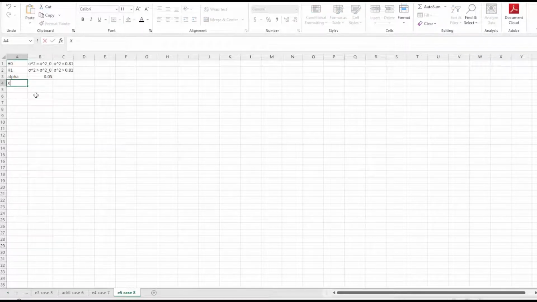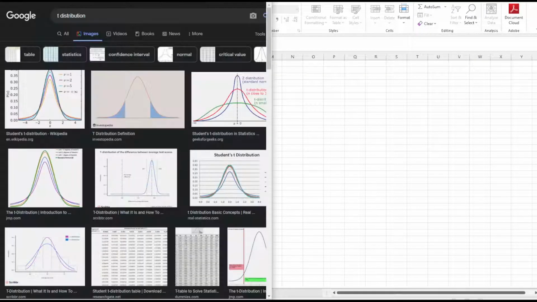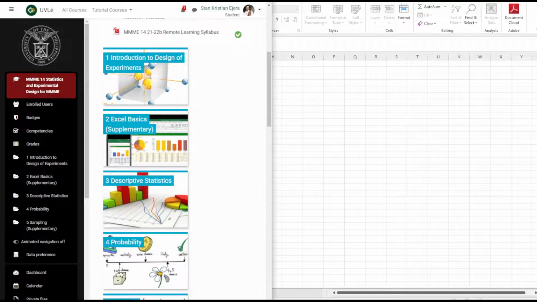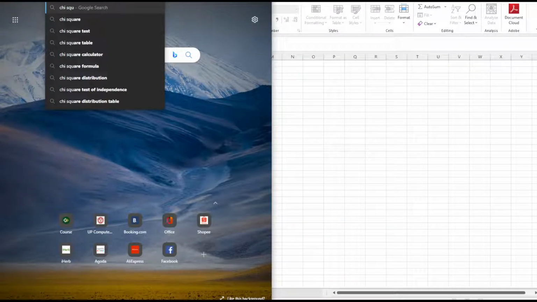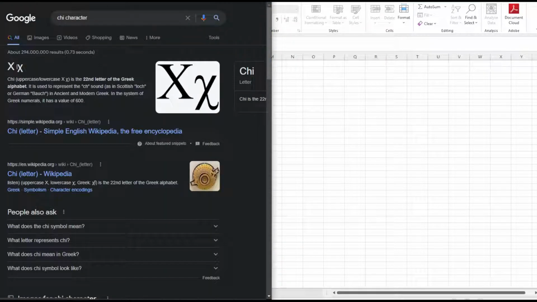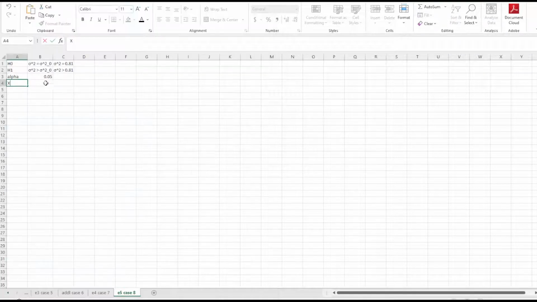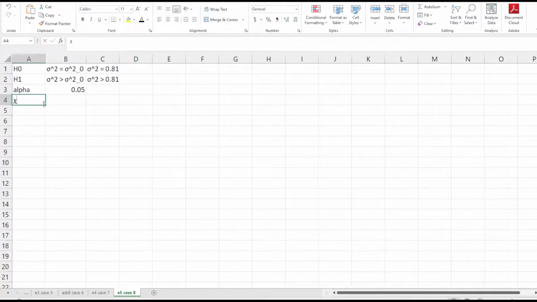Tapos let's get the chi-square value. Hindi ko nahanap yung chi value, no? Lagay ko na lang x. Sige, hanapin natin para mas accurate. Let's do chi-square, we use the lowercase chi. Parang hindi naman siya much different, sige, okay na yan. So this is the chi-square value, no? Let me zoom in konti.